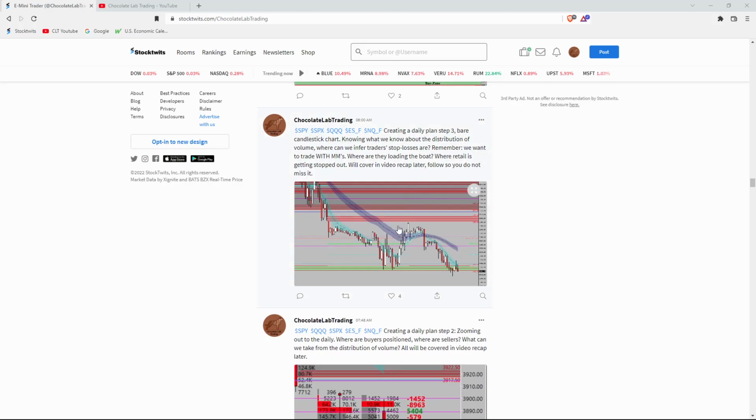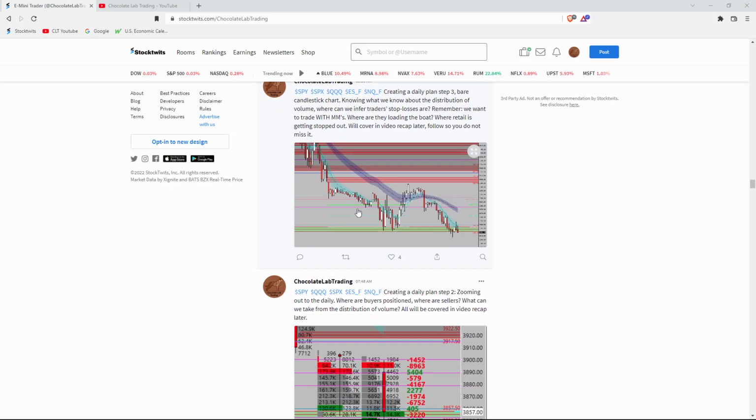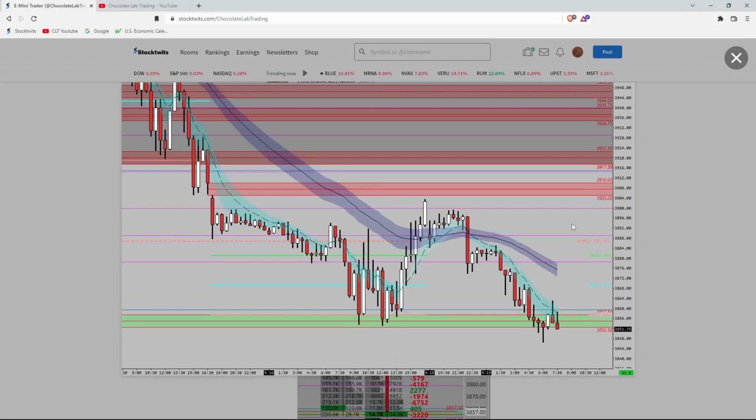So creating a daily plan, step 3, bare candlestick chart, knowing what we know about the distribution of volume. Where can we infer traders' stop losses are? Remember, we want to trade with market makers. Where are they loading the boat? Where is retail getting stopped out? So where can we infer stops are?